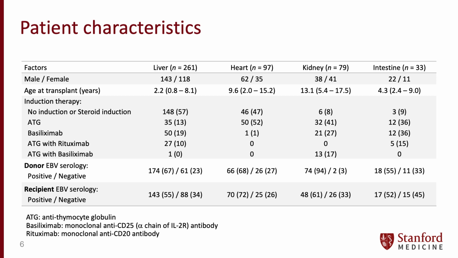Liver transplant recipients were treated with mainly 4 types of induction therapy, such as no induction or steroid induction, ATG, basiliximab, and ATG with rituximab. In heart transplant, only 1 patient was given basiliximab. The other patients received no induction or steroid induction and ATG. Kidney transplant recipients were mainly treated with ATG, basiliximab, and ATG with basiliximab. Intestinal transplant recipients received mainly ATG, basiliximab, and ATG with rituximab.